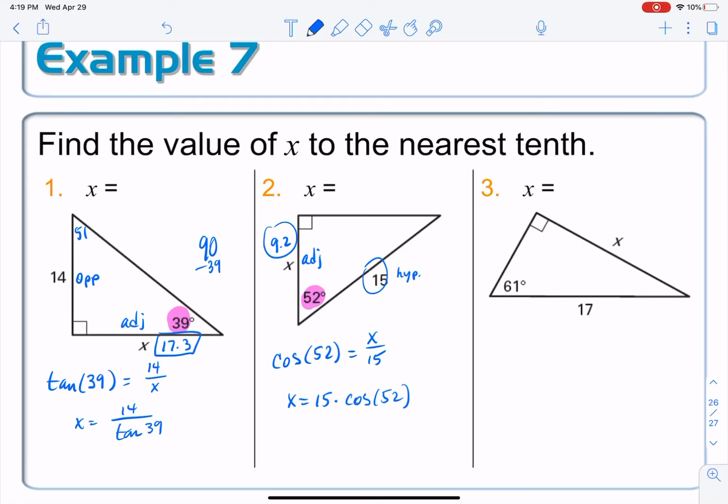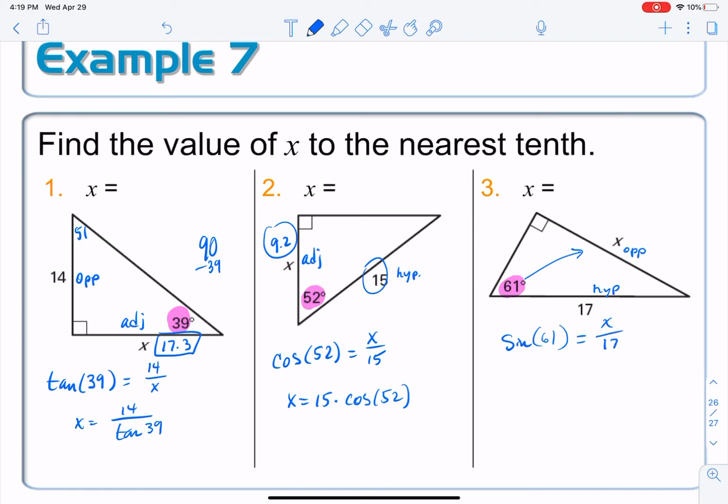All right, and then let's do the same kind of thing over here on number 3, our very last problem. So in reference to our angle 61, we have our opposite side one more time, and then we have 17 as our hypotenuse. Opposite, hypotenuse, oh hey, that's sine. Sine of 61 is equal to opposite side, X, over hypotenuse side, 17.